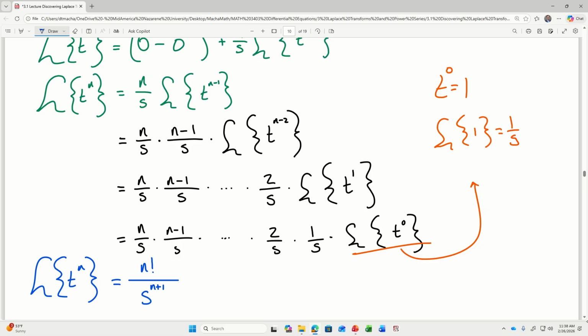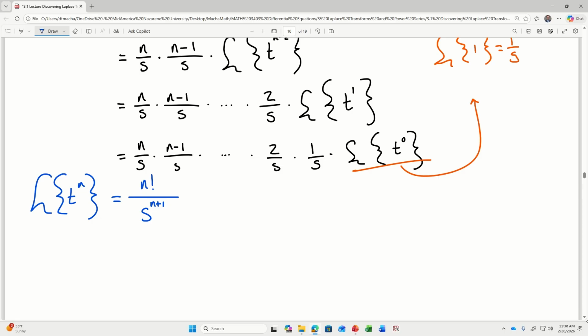And so this is a nice power rule for Laplace transforms, because now no matter what the power of t is, you can write down what the Laplace transform of it will be.